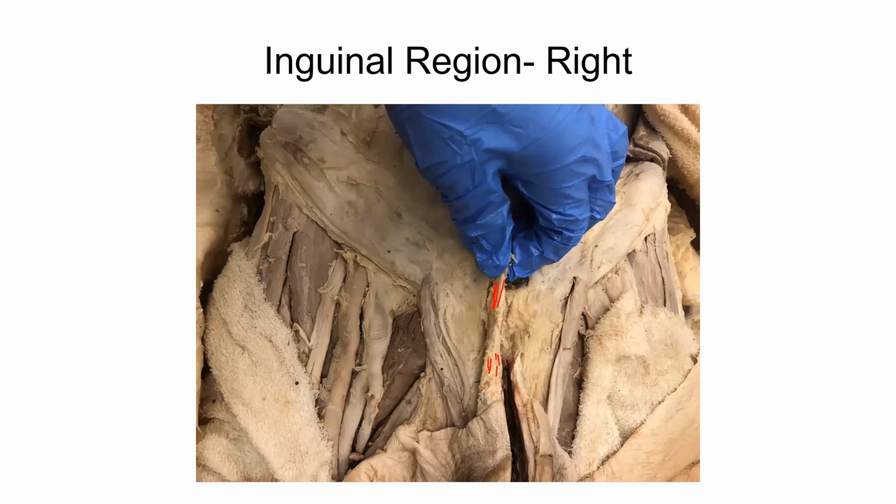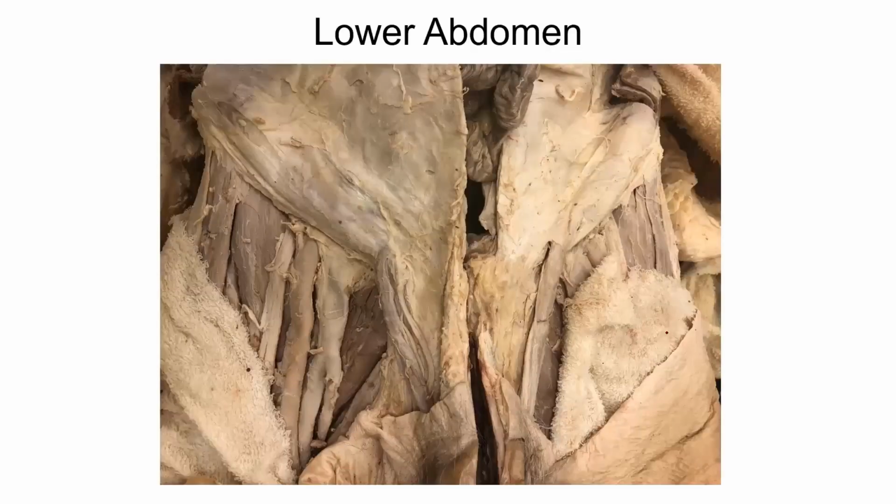Laterally, we can see those inguinal structures that I showed previously. So the vas deferens, the testicular artery, and then the testicular vein there as well, which are the contents of the inguinal ligament. Okay.